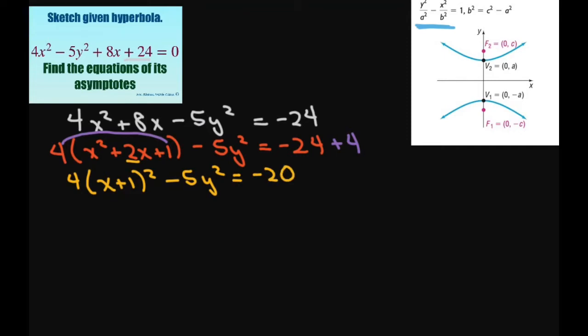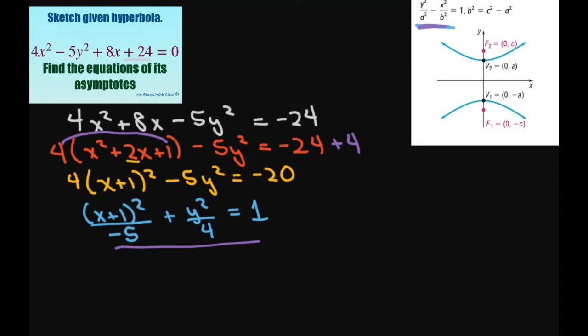And if you divide everything by negative 20, you're going to get x plus 1 squared divided by negative 5 plus y squared divided by 4 equals 1. So what we're going to do is rearrange this to make it in this format. So we're going to have y squared divided by 4 minus x plus 1 squared divided by 5. I just pulled the negative out, equals 1.